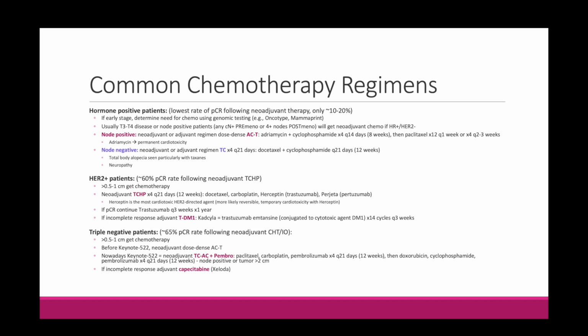And then finally, we get to our triple negative patients. And just like HER2 positive, typically anything greater than 0.5 to 1 centimeters, if it's triple negative, will be getting some type of chemotherapy. Before the trial Keynote 522 came out, we used to just give these patients neoadjuvant dose-dense ACT. Remember, dose-dense is the same dose, but it's just given every 2 weeks instead of every 3 weeks. And these patients will often need growth factor to account for cell count recovery.